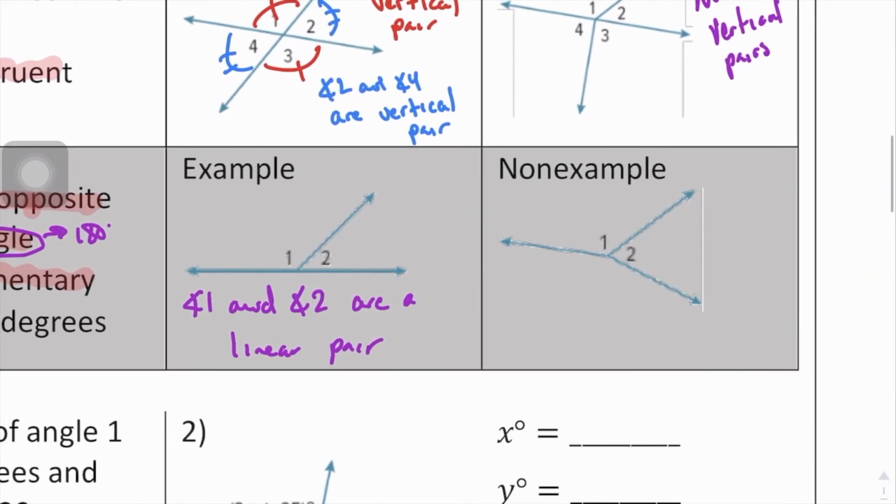In this example, angle 1 and angle 2 aren't a linear pair. They share a side, but their opposite sides don't make a straight line. So those two pieces are not a straight angle.